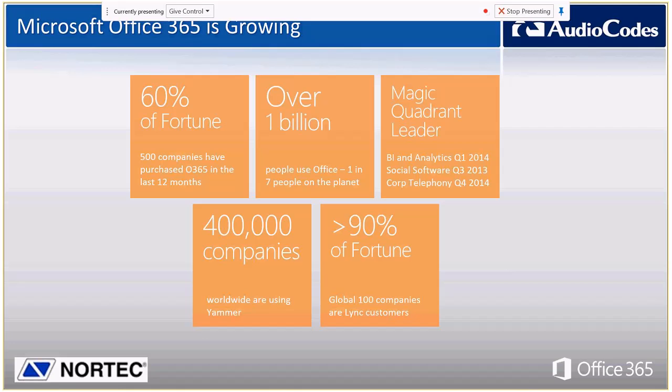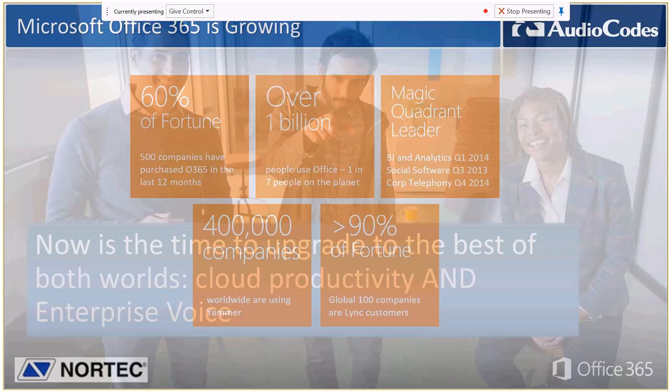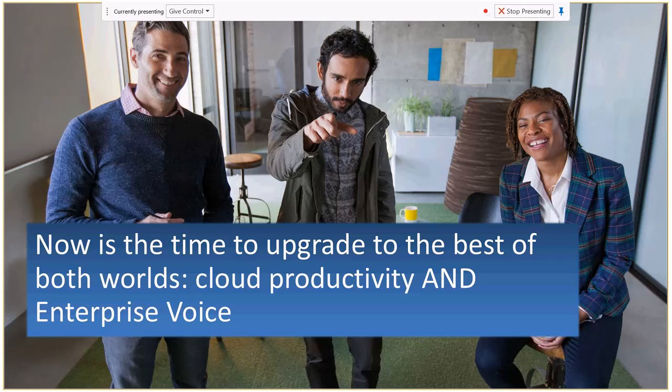400 companies worldwide are currently using Yammer. Yammer is a product that's included in Office 365, which I'll talk about as we go along. And 90% of Fortune Global 100 companies are also currently Lync customers. So that's a pretty big number of the Global 100 companies. 90% of them are currently using Microsoft Lync. So today with Microsoft Office 365, your organization has the opportunity to provide employees with best of class collaboration experiences across all kinds of devices in an integrated productivity suite.